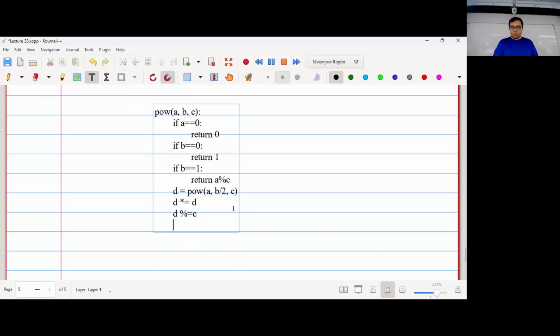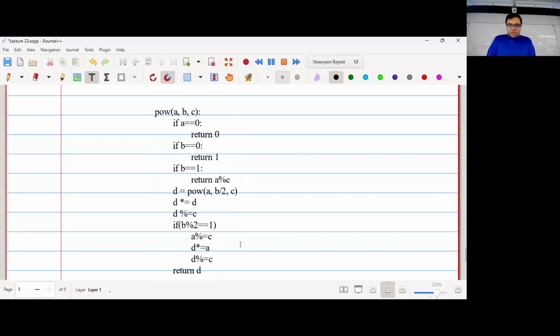Okay. And then I have to do another case. I have to say if b is odd, then I have to multiply d by a, and then take it modulo c. And then you return d. Okay. So pretty easy. And generally, if I don't want my a to be too big, in this case, I can also make sure a is at most c.